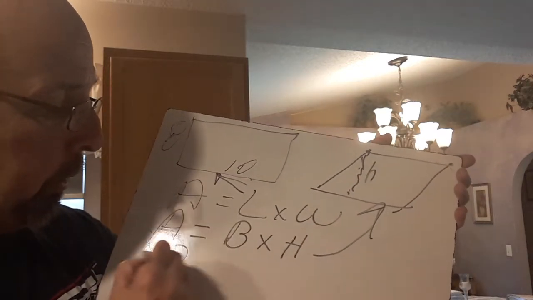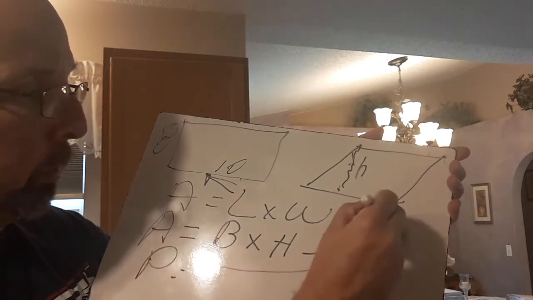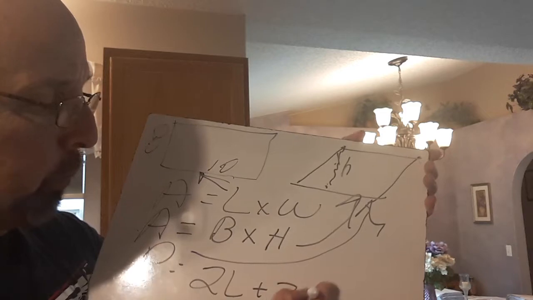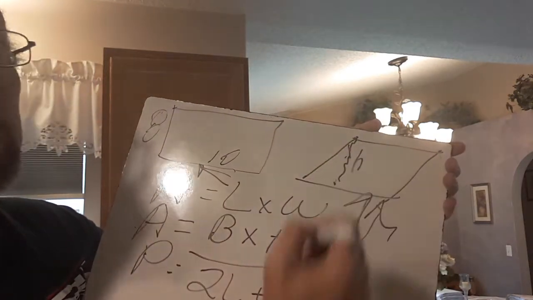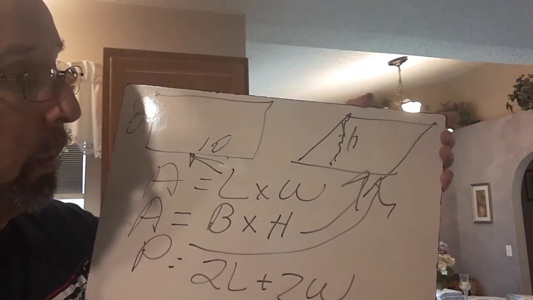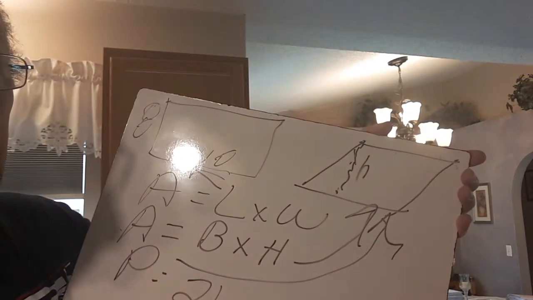The perimeter of that parallelogram is still 2 times the length plus 2 times the width. But remember, that height is not the width. The height is not the width on the parallelogram. So, there are your formulas for rectangle and parallelogram.